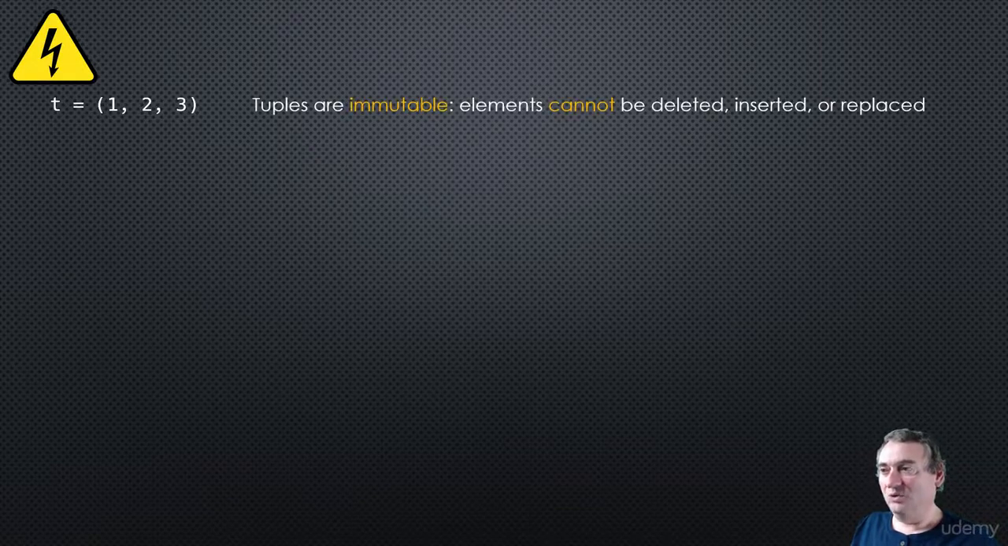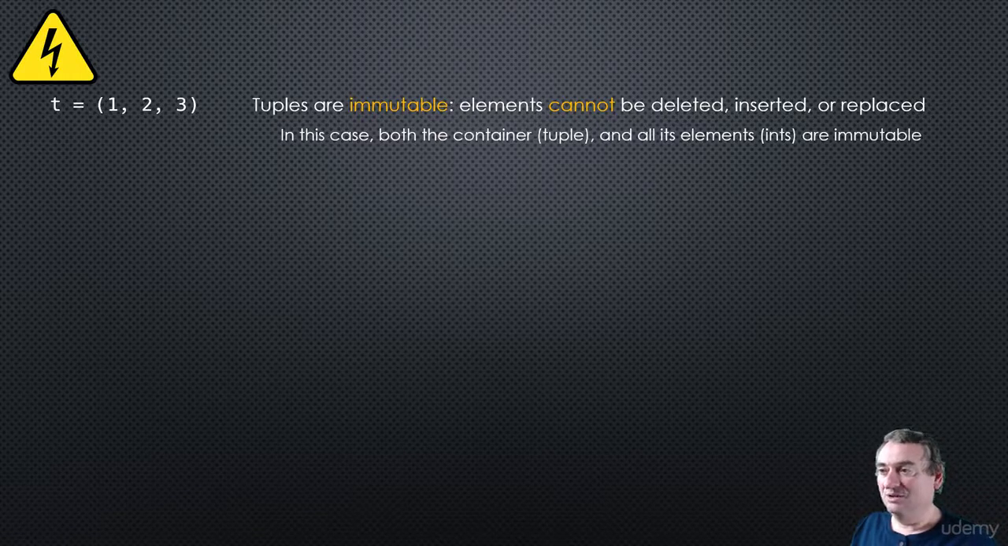All right, but a word of warning about mutability and immutability. It's a fine point, but let's take a look at a tuple. So let's say t equals 1, 2, 3. So this is a tuple. Now remember, the tuple is immutable, right? So you cannot add or remove or replace elements in that tuple. Now furthermore, in this case, the tuple itself is immutable, but all the elements inside the tuple are integers, and so they are also immutable.